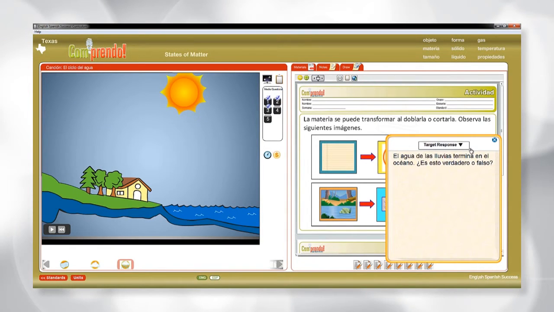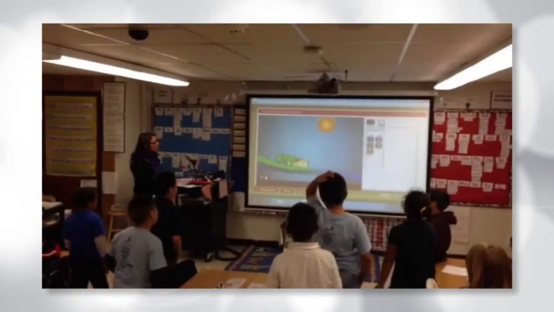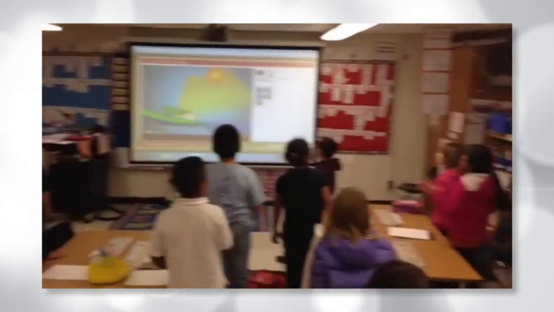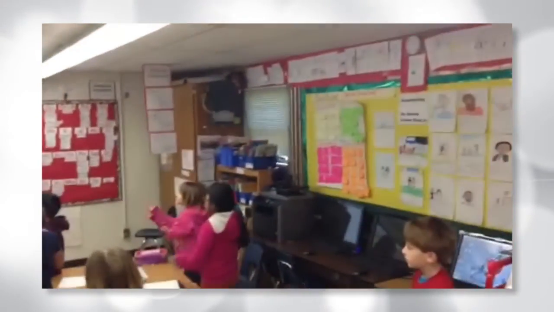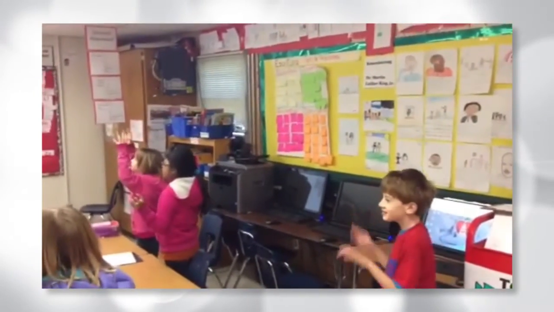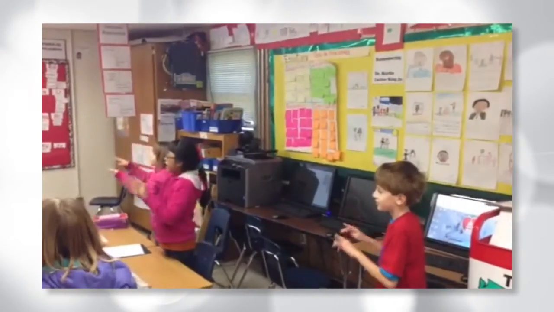Water runs off and goes into the ocean. Is this true or false? Okay. Cari, ¿sabes la respuesta? El agua de las lluvias termina en el océano. ¿Verdadero o falso? Verdadero. El sol calienta el agua y así se transforma en amor. Que sube, formando una nube. Y cuando se enfría, gotitas caerán.